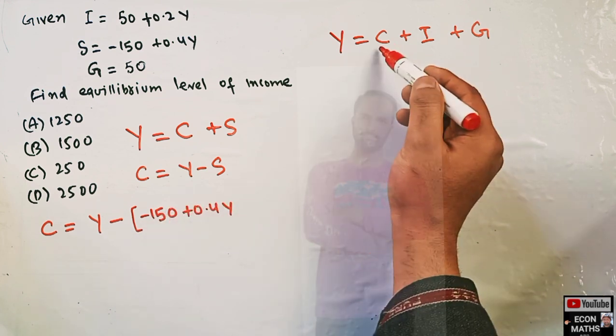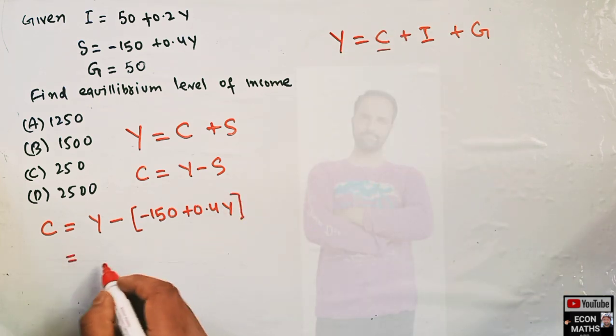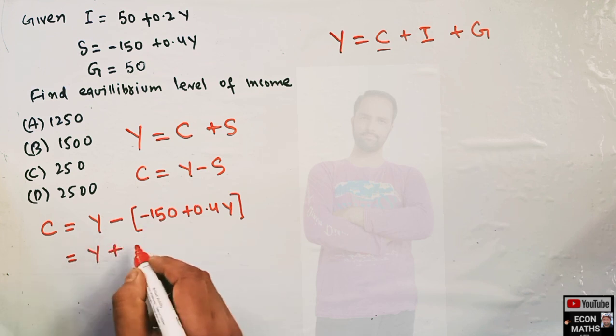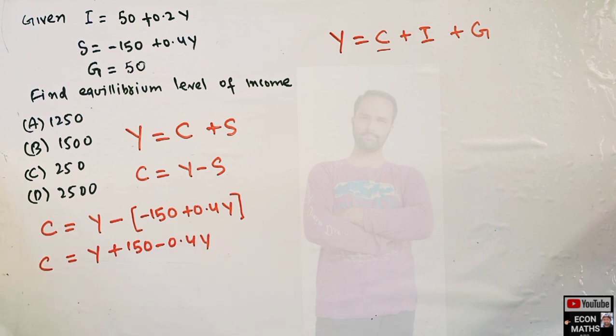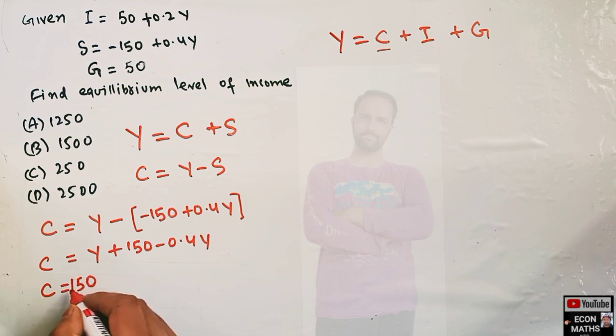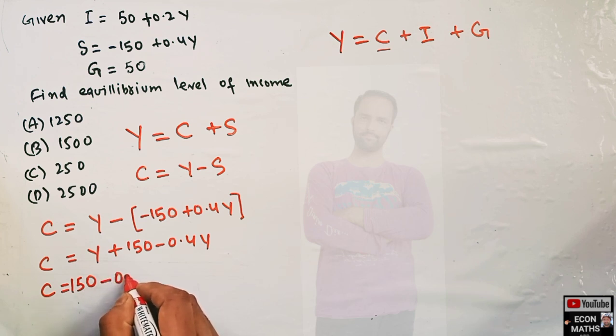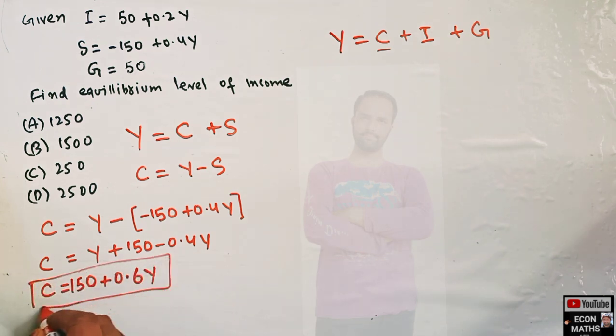Because we need this c to calculate the equilibrium level of income, this comes out to be y, minus minus is plus 150, minus 0.4y. Which implies c is equal to, when we subtract 0.4y from y, so let us write first this 150, now subtracting 0.4y from y, we get plus 0.6y. This is our consumption function which we use in calculating our equilibrium level of income.